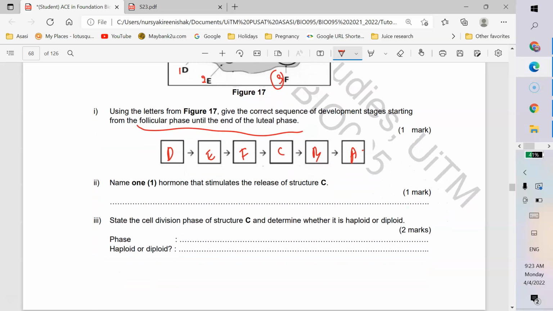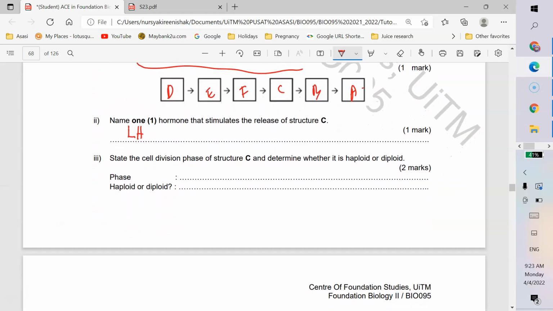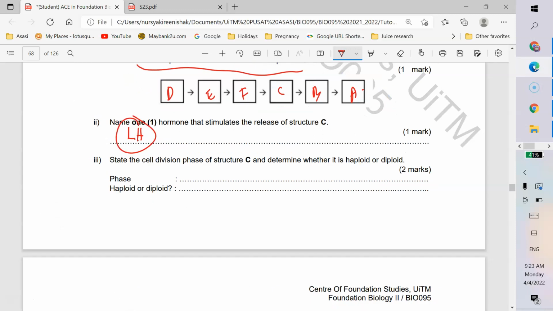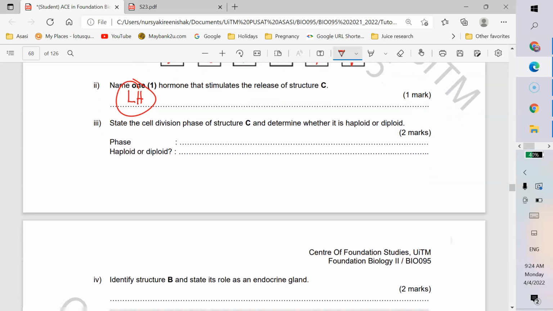Next, Anissa. Name one hormone that stimulates the release of structure C. My answer is LH. LH, luteinizing hormone. Which gland secretes it? Pituitary gland. Anterior or posterior? Anterior. Anterior. Okay, so thank you Anissa.